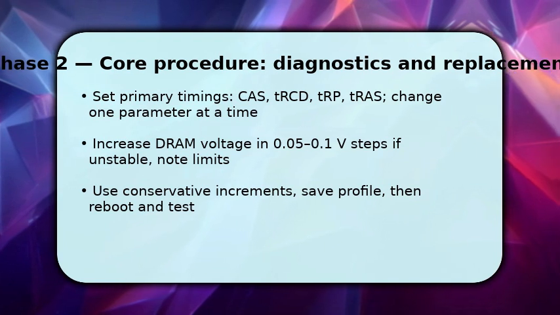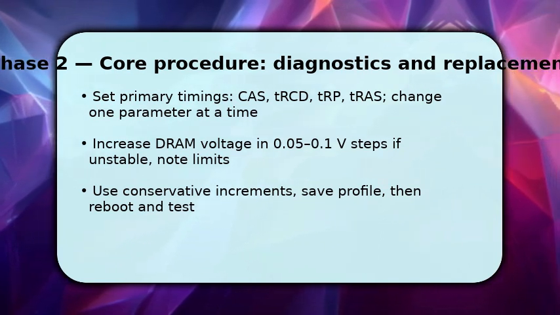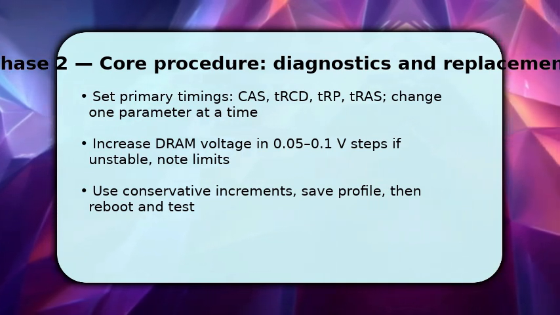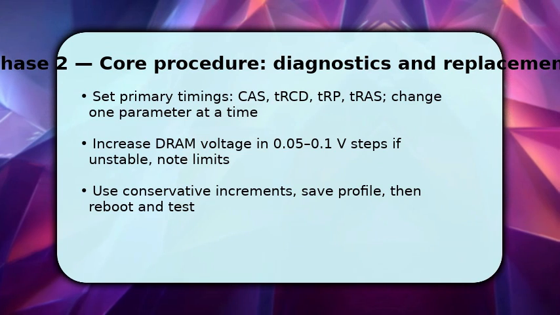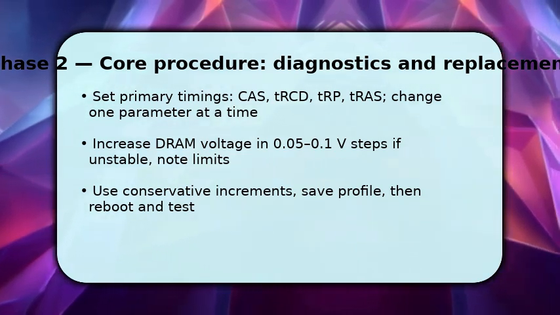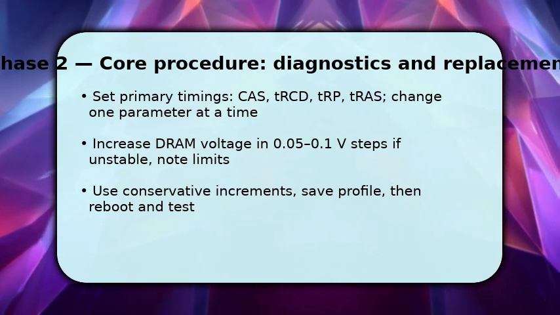Make sure to stay within safe specs from your RAM and motherboard. Once stable, adjust tRCD, then tRP, then tRAS, always testing after each change. This method reduces guesswork and explains why small steps prevent crashes and data corruption.